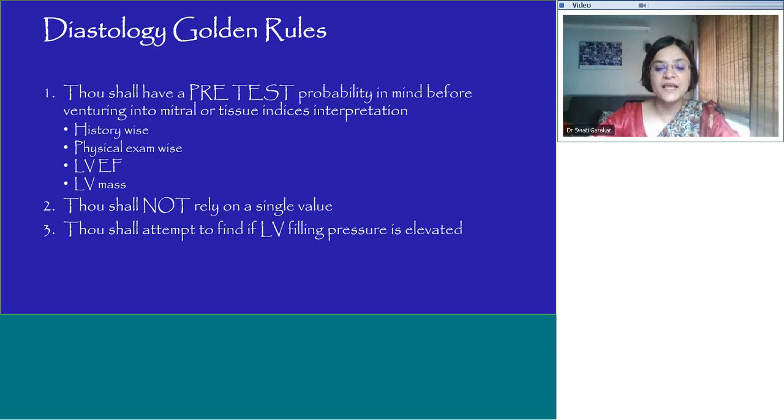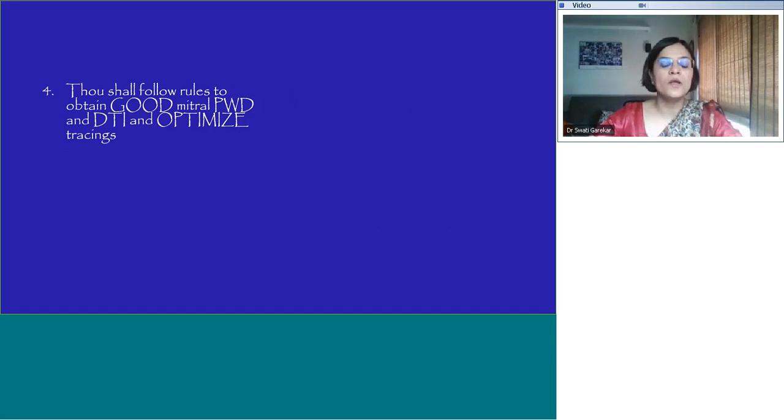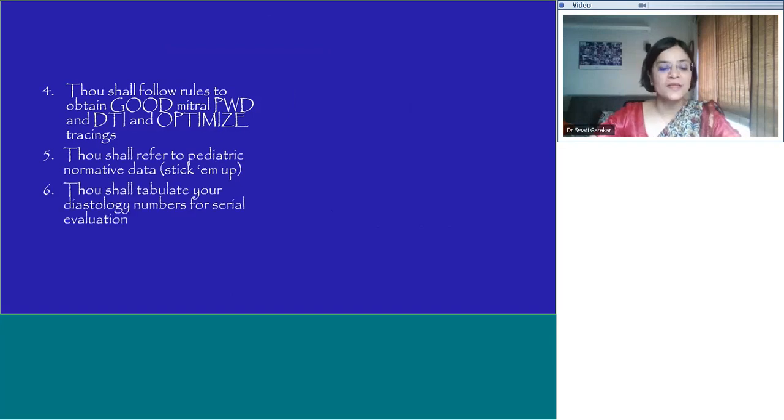You shall try and find if the LV filling pressure or the LA pressure is elevated. You shall follow rules to obtain good mitral, pulse Doppler and DTIs and optimize tracing. You shall stick the Z scores in your echo lab so you can refer to them, and in your reports you should compare the current value with what it was previously. Tabulate your data for serial evaluation.